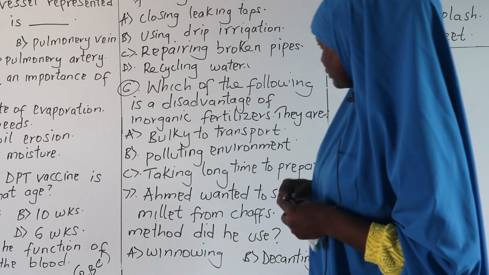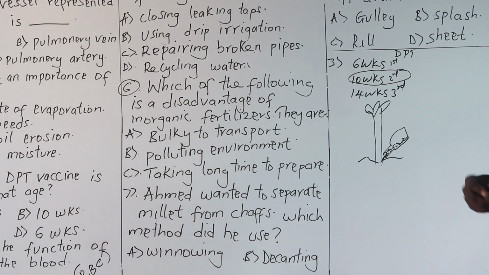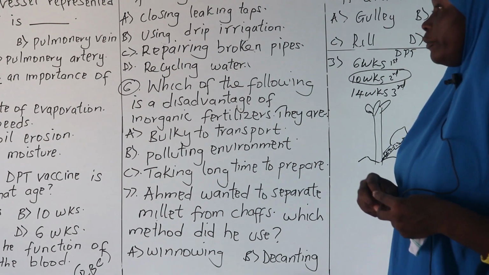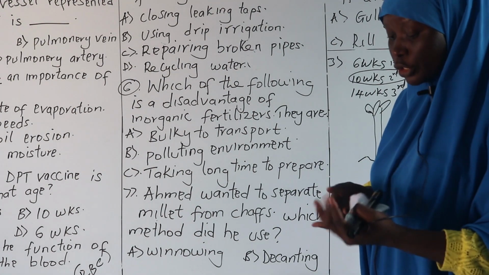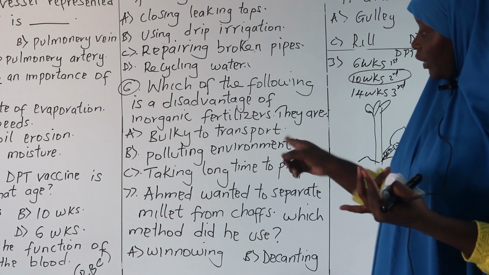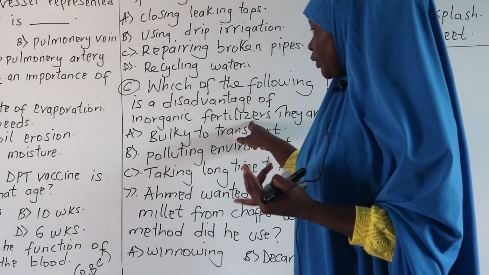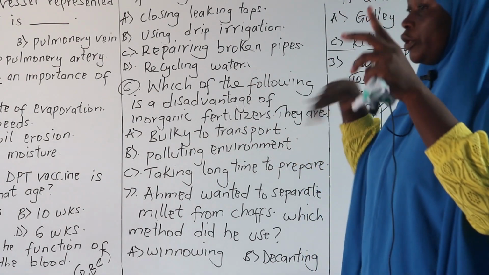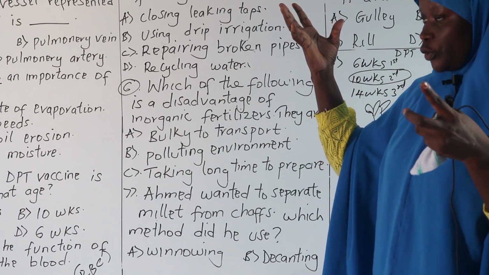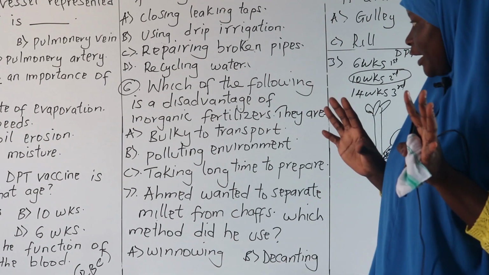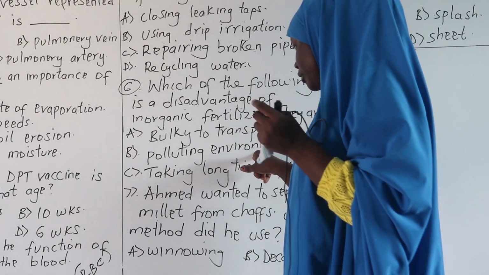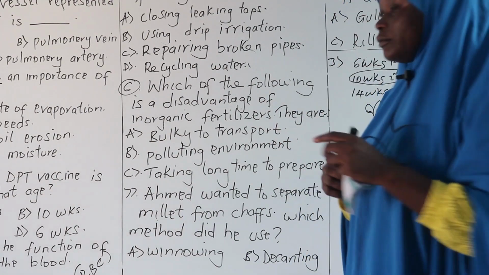Polluting environment. Yes, we said if you use excess of inorganic fertilizers, they will pollute the environment. They will pollute soil. When it rains, all the inorganic fertilizers will be drained into water bodies and pollute that water. And again, when we use them in excess, they get into the air. We breathe them. They pollute the air. So just use enough. Don't use excess. They will pollute the environment.